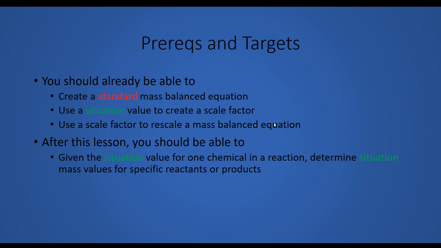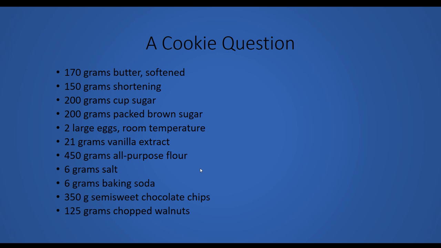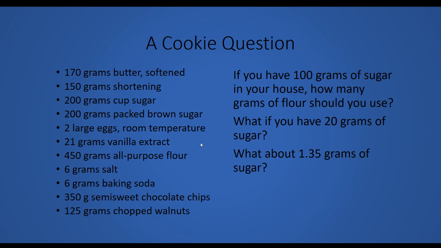In this video, you will learn how to take the situation value for one chemical reaction and use it to determine the situation mass values for specific reactants or products. Let's take a look at what that means. But first, some cookies. So here's our cookie recipe, and it is in mass form this time. And let's go through some situations that might happen.